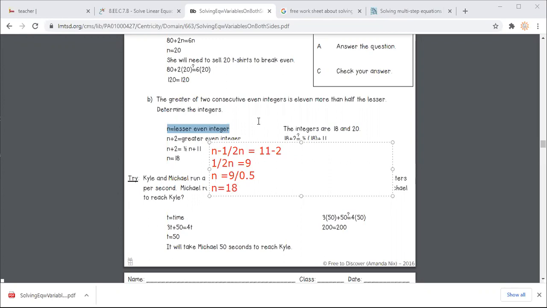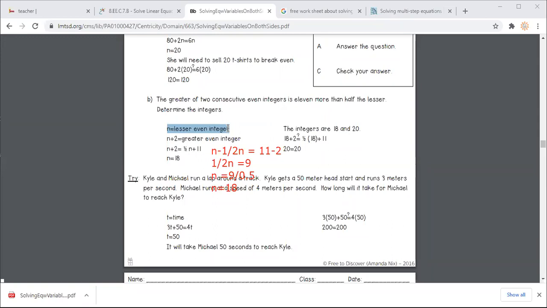Then we wrote the equation: first we determined the variable, and then we wrote the equation, and then we solved the equation. We want to answer now. He said determine the integers, which means I'm going to go back now. I have n equal 18. So I will go back to the beginning. Then the lesser number will be 18.